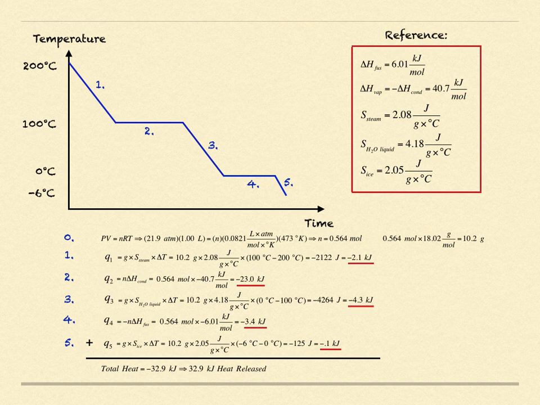Really, the process of analyzing cooling curves is the same as that of heating curves. Just remember that delta T should be negative and to use the heat of condensation and negative heat of fusion instead.